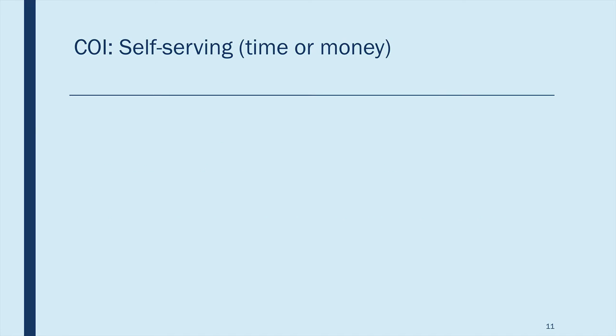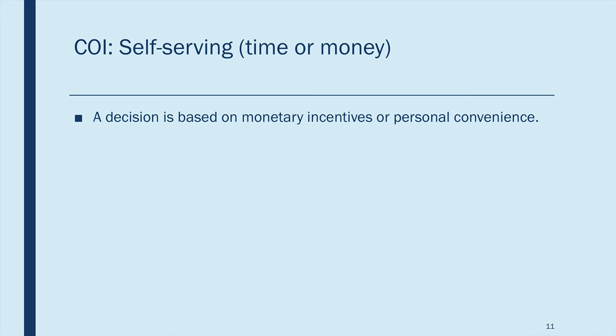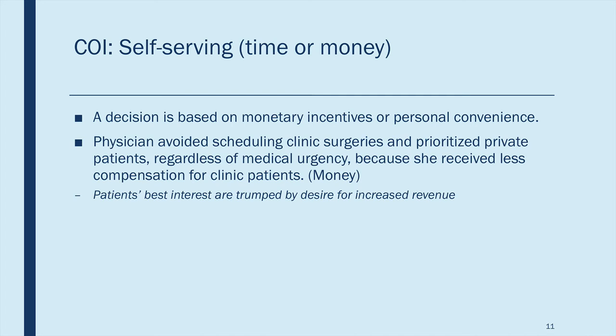Another area where conflicts of interest arise is when a physician acts in a self-serving manner, either to save time when completing clinical tasks or enhance income. Consider the surgeon prioritizing private patients over clinic patients because of increased compensation with the private patients, regardless of the clinic patient's needs. Clearly, the patient's best interests are trumped by a desire for increased revenue.